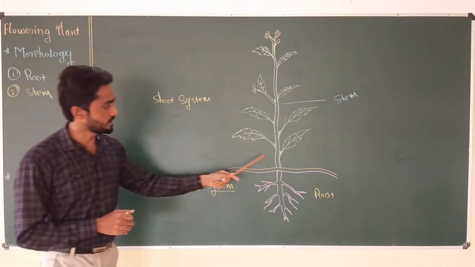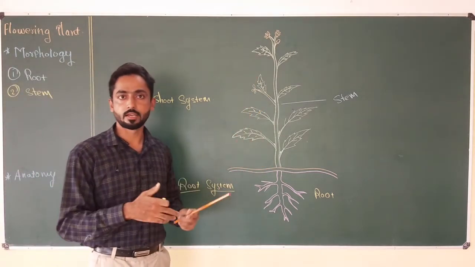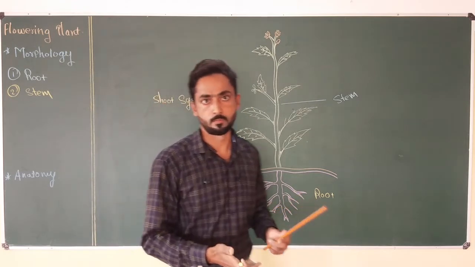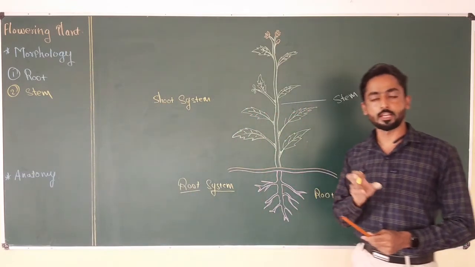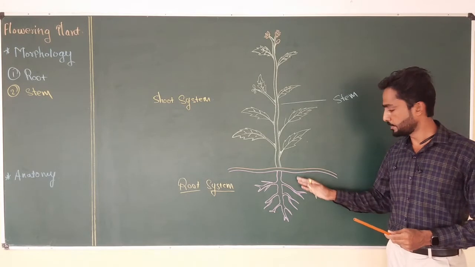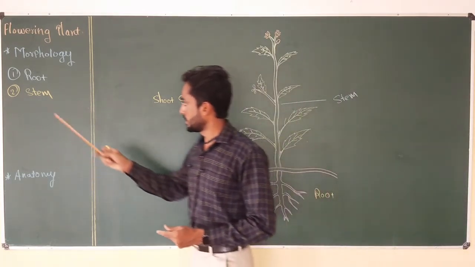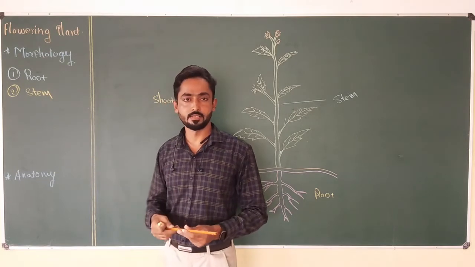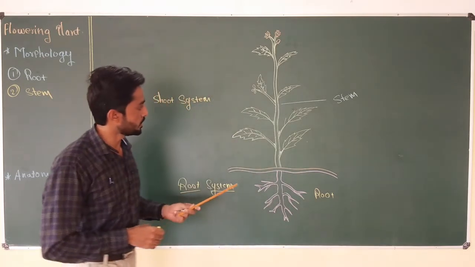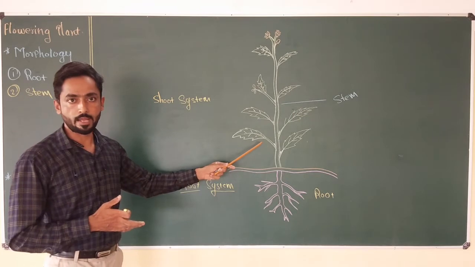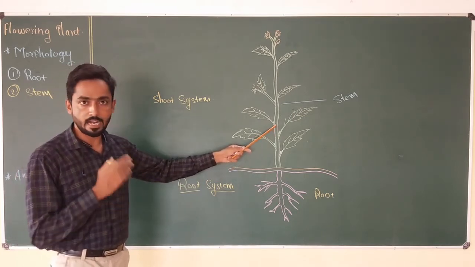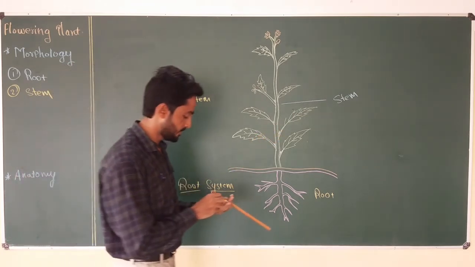Actually, stems are generally aerial, but sometimes they are underground also. We can observe some stems in angiospermic plants which grow below the ground surface. So I am going to discuss the stem in detail in the next video of my series. Then another organ of the angiospermic plant, which is generally attached to the stem, is the leaf.